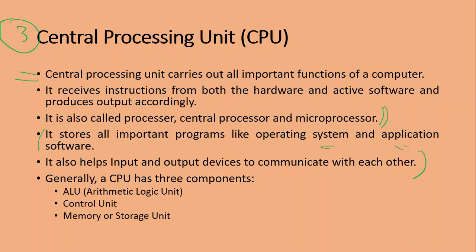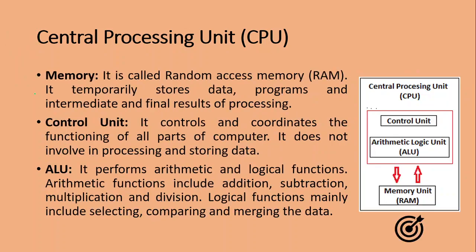Generally the CPU has three components: the ALU, that is the arithmetic logic unit, the control unit, and the memory or storage unit. So these are the three common ones. For example, the memory is called random access memory, RAM. It temporarily stores data, programs, and intermediate and final results of the processing. The control unit controls and coordinates the functioning of all parts of the computer. It is not involved in processing and storing of the data. Basically, it simply controls the different functions in the CPU.